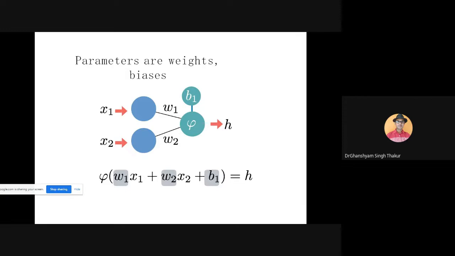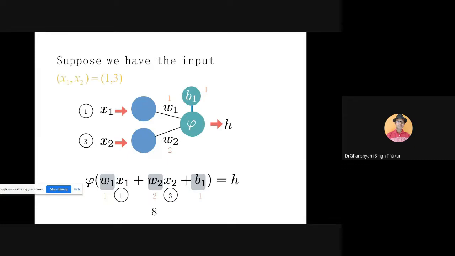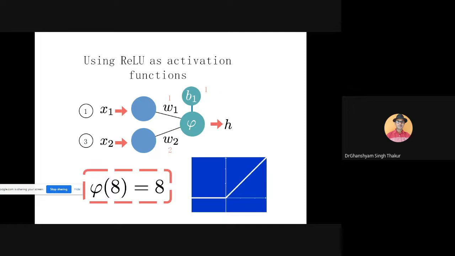So the whole thing you can write mathematically: psi of w1 x1 plus w2 x2 plus b1 equals h, the learned neural network. So you can assign some values: weight 1 equal to 1, b1 equal to 1, and weight 2 equal to 2, and you will get some result for this particular neural network. Suppose we have the input x1, x2 equal to 1, 2, with weights 1 and 3, and bias 1. So the result will be 8. So psi of 8 equals 8, using ReLU as the activation function. So you can easily find the value of this particular neural network.